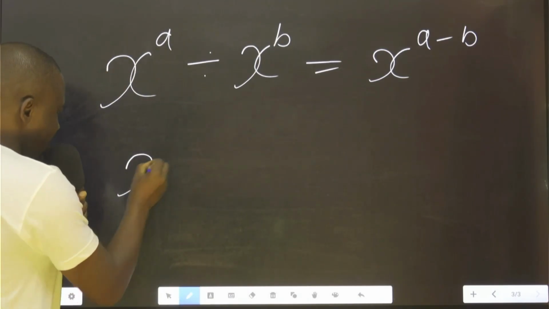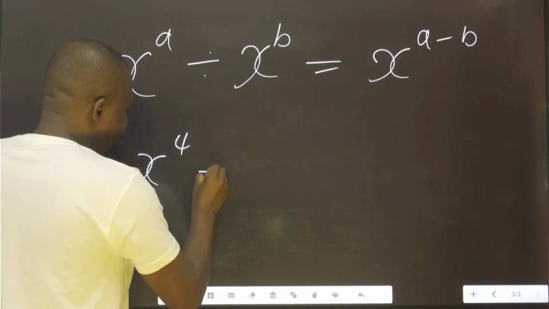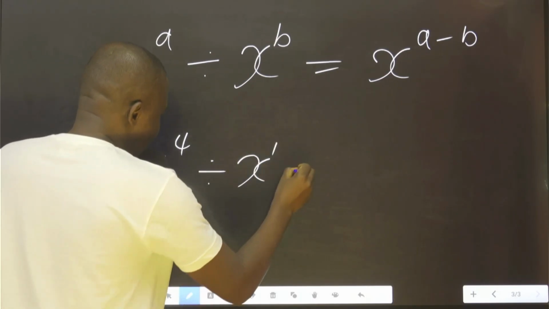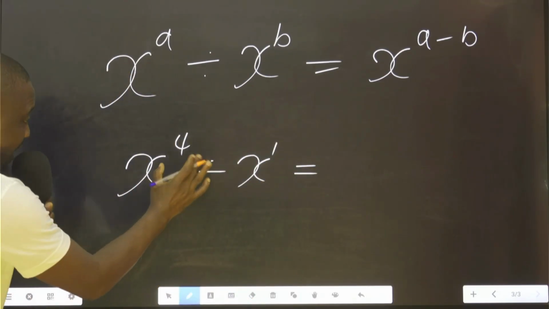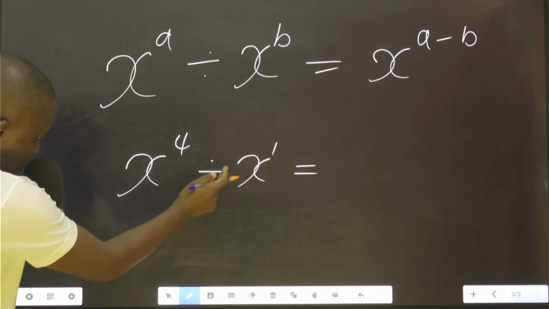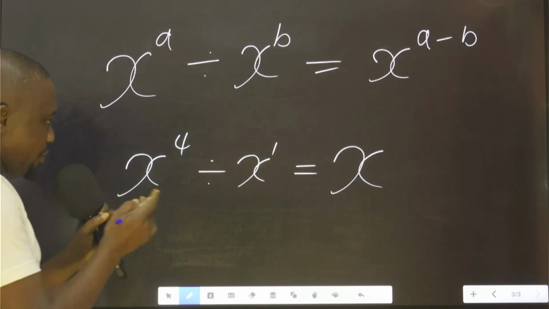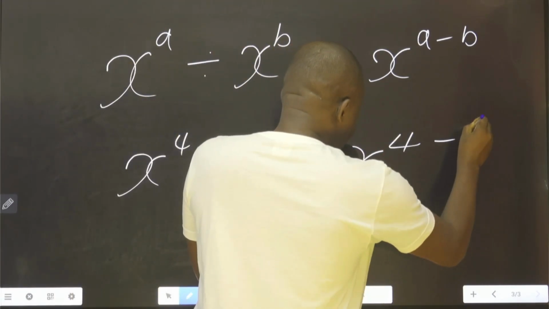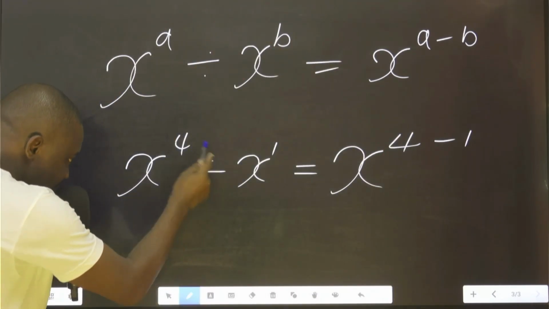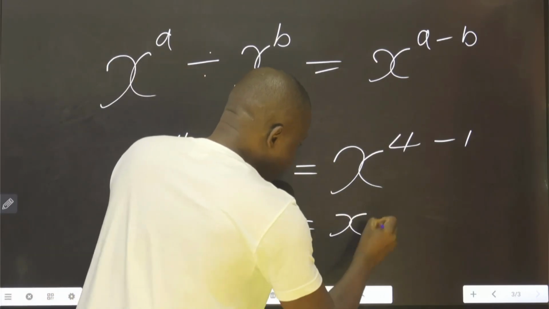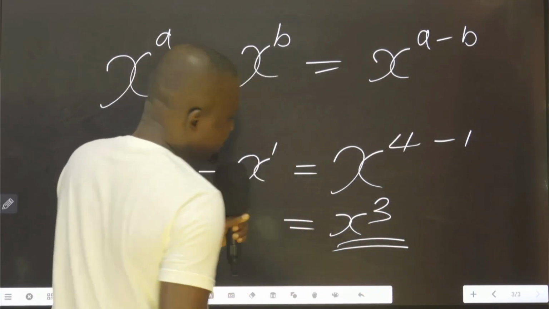Therefore, if you have something like this, S raised to the power 4 divided by S raised to the power 1, it simply means these two can be friends. They can come together, but one S needs to carry two of them. That is 4 minus 1. Why minus? Because of this division. It's equal to S raised to the power 3.